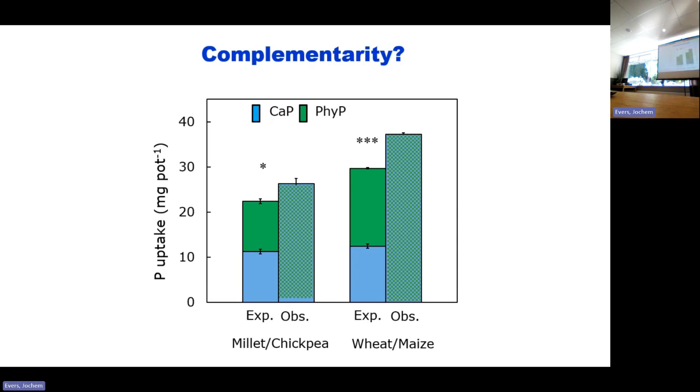But for wheat and maize, we also found that even though they have similar P uptake abilities, they still show overyielding in P uptake. But here we found that it is not because of the complementarity in tapping different P pools, but because wheat is more competitive than maize. So wheat took up more P, and that gain is more than the loss of maize. So there is still overyielding.